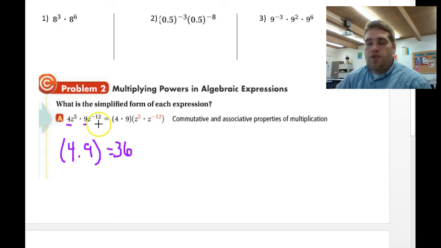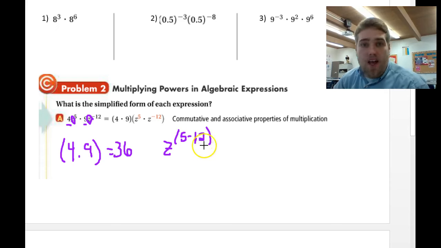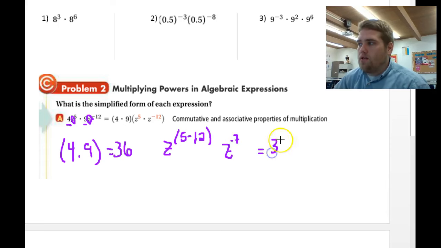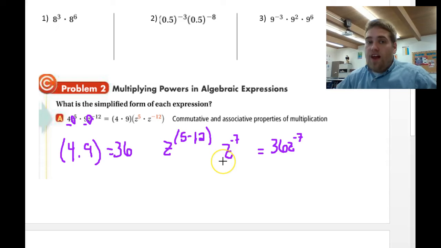Okay. Then I want to do my z's. So I've got z and z, right? So they match. My bases are the same. So I have as my exponents 5 minus 12. Well, 5 minus 12 gives me -7. So I have z to the -7. So my answer is 36 z to the -7th. But once again, I cannot have negative exponents.